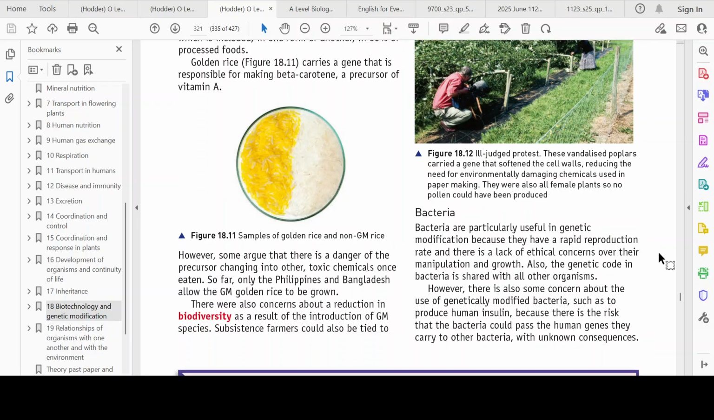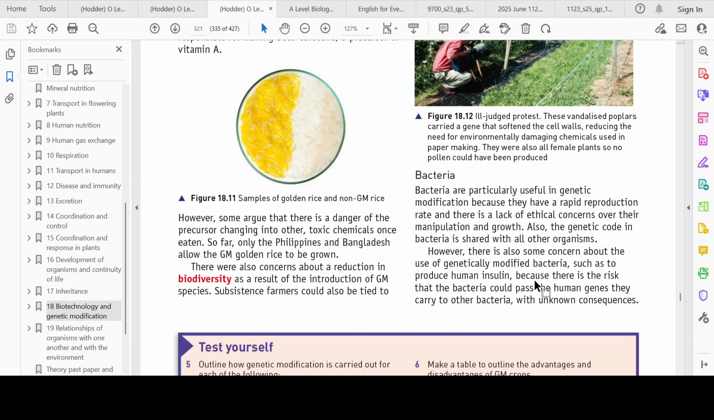Okay, finally, bacteria. So again, they're mentioning the same thing. Bacteria are useful in genetic modification: rapid reproduction, and there are no ethical concerns about manipulating bacteria. The genetic code is shared between all organisms, and so they can produce the protein for whatever genes you're putting in them, whether it's an enzyme or a hormone or anything else.